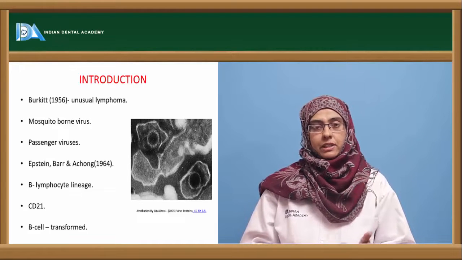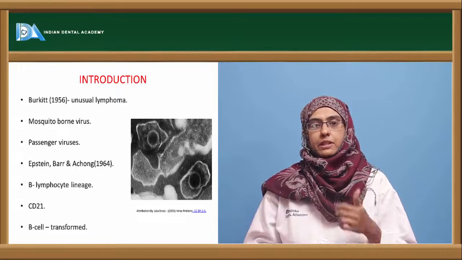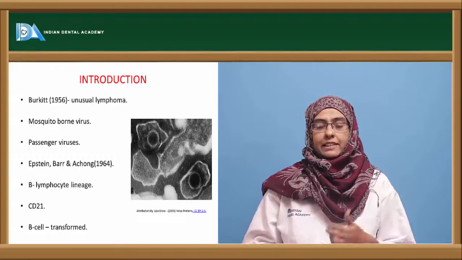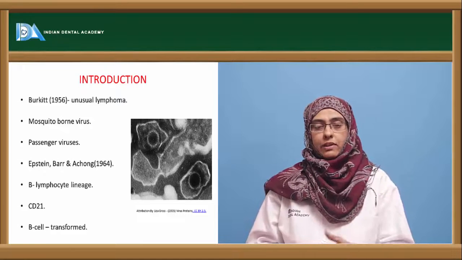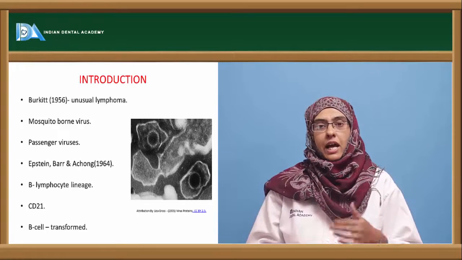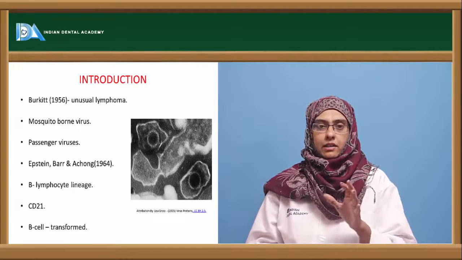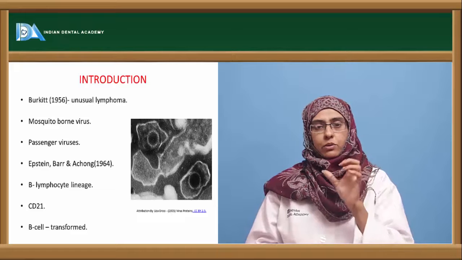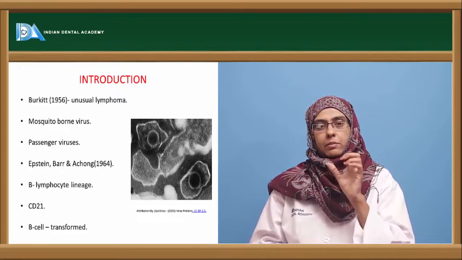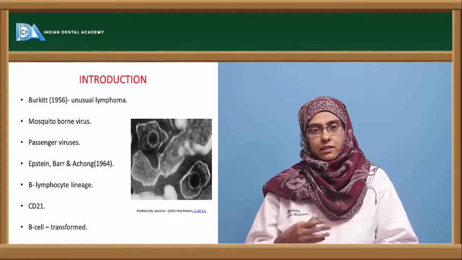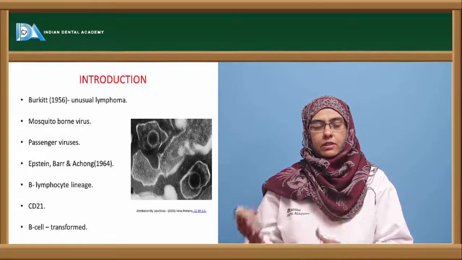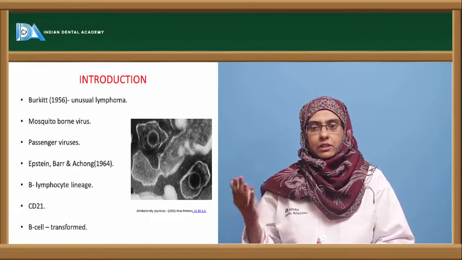But a virus was identified by Epstein, Barr and Achong in 1964, who demonstrated that this virus is similar to that of the herpes and has the ability to cause lymphomas and to attack the B lymphocyte lineages, transforming them into lymphoblastoid cell lines.